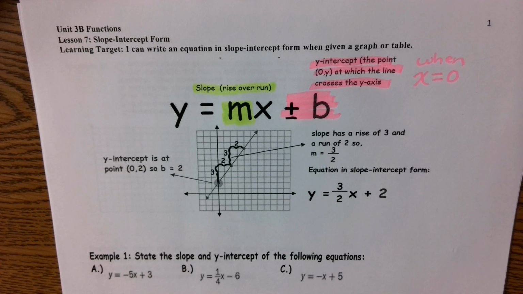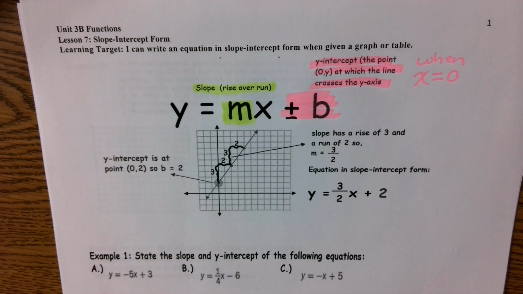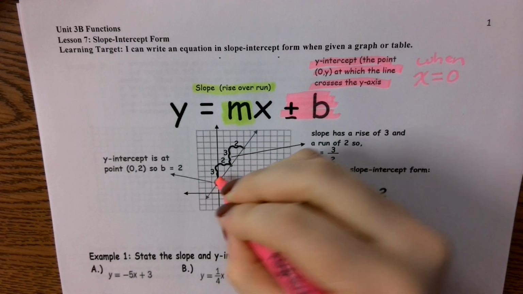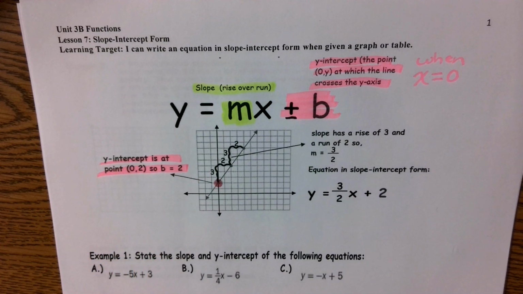But if it happens to cross over a point that is not the origin, then that's when you have a plus or minus b value. So in this case here, for the little example we've got, the point that we're crossing over the y-axis is at the value of 2. So our value b is going to be equal to 2. So we have a plus 2 here.